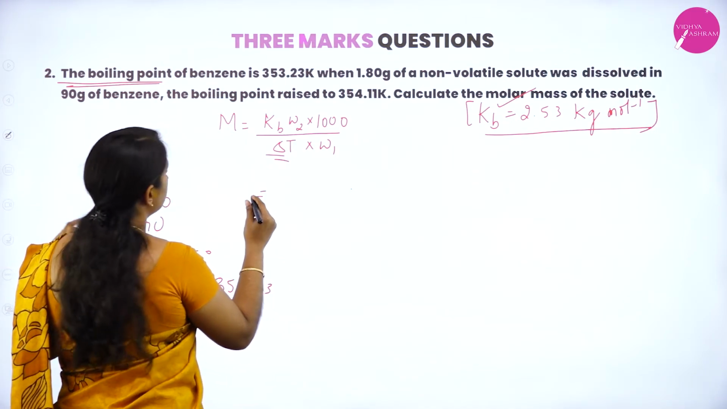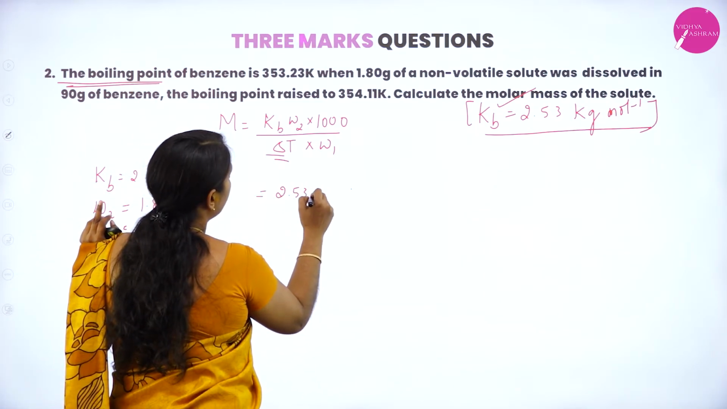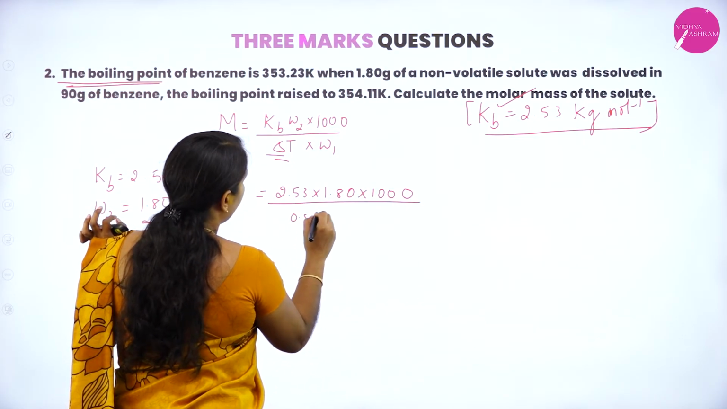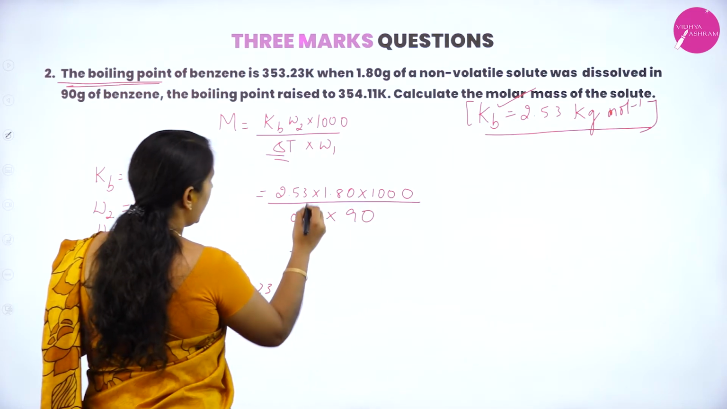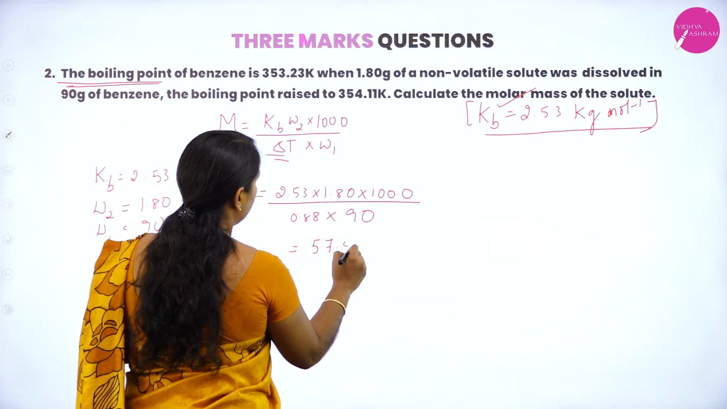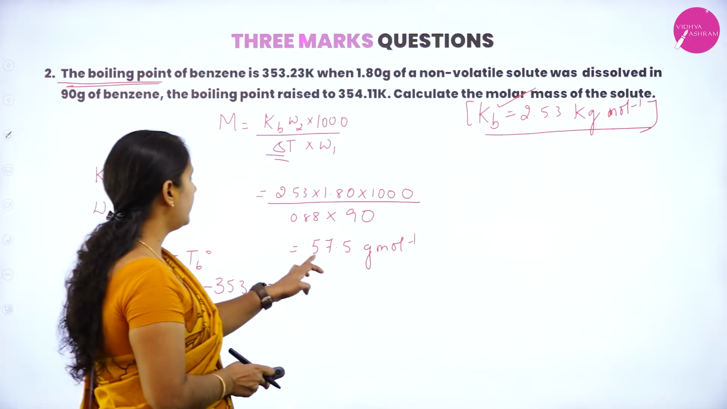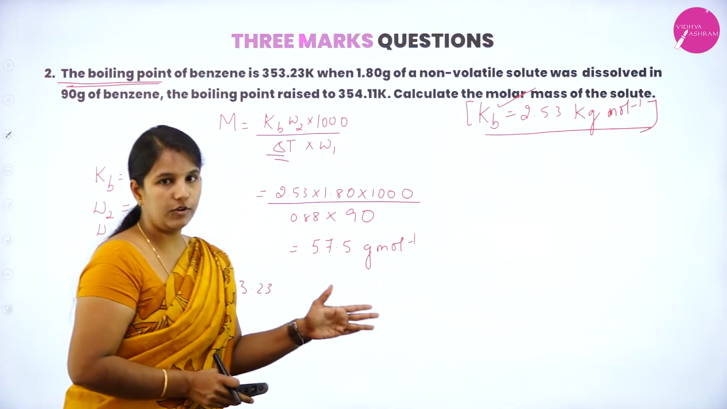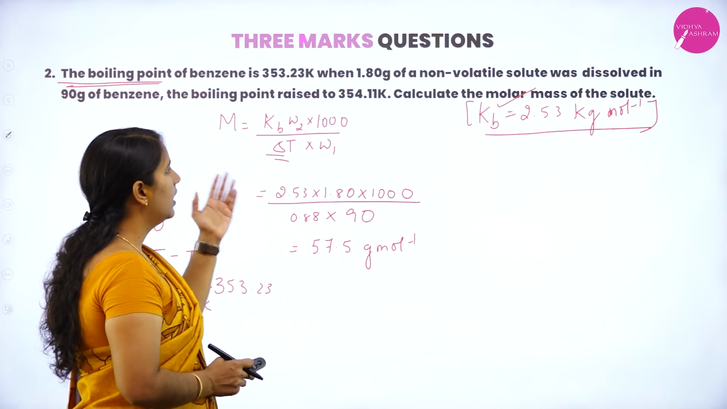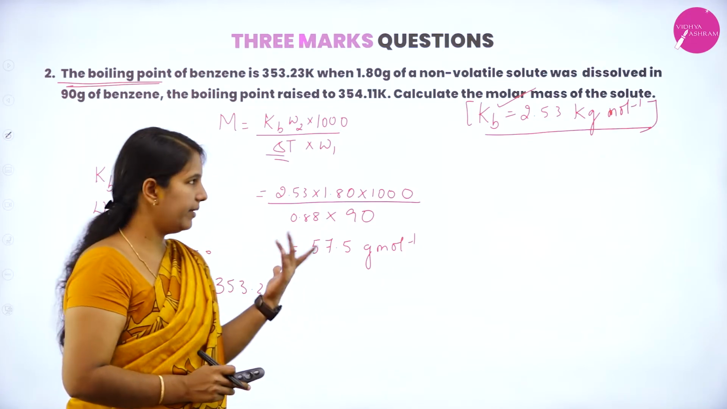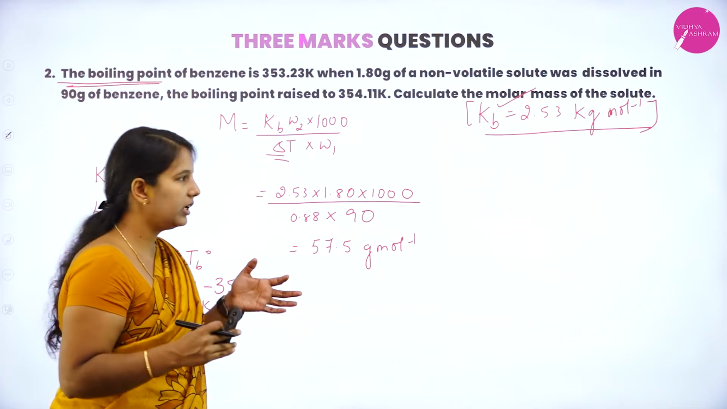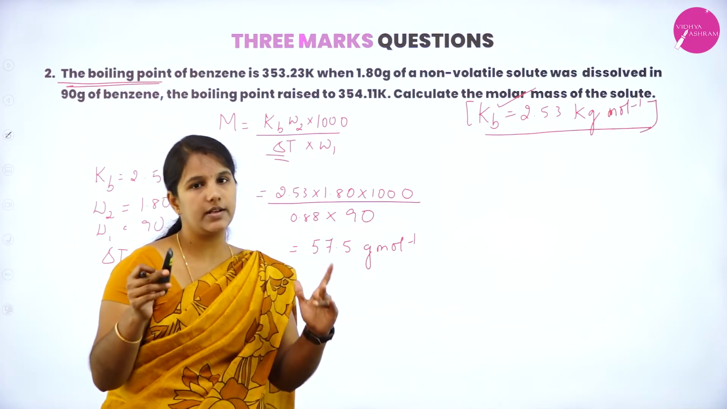Okay, just do the substitution now. It is 2.53 into 1.80 into 1000 divided by 0.88 into 90. If you do the simple calculation, you will get the value as 57.5 gram per mole. This is how, if they ask you to calculate the boiling point of the solution, you have to solve with the rise in boiling point by placing the delta Tb values. Sometimes delta Tb values can be directly given. If they have given the two temperatures, keep that in mind, you have to find out the delta Tb, that is the final minus initial.